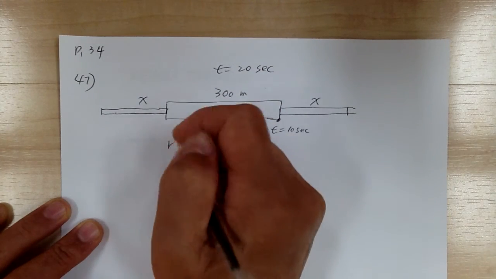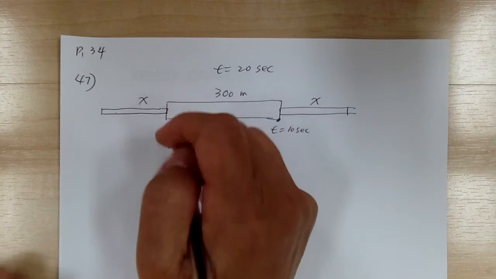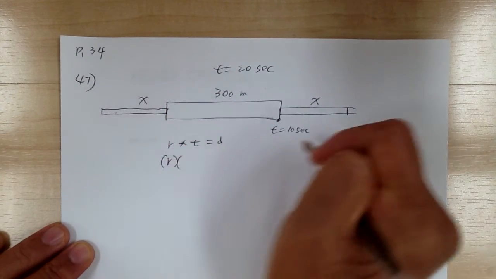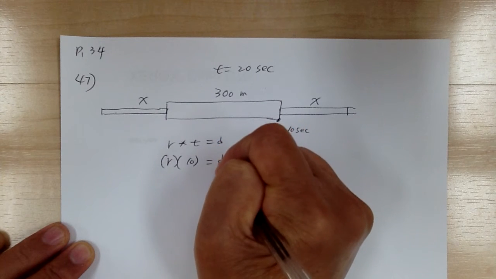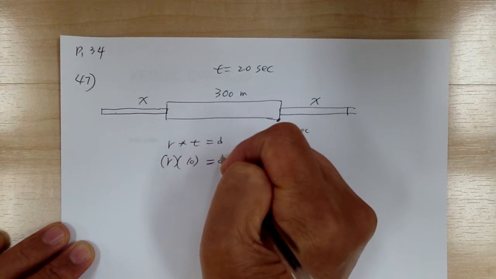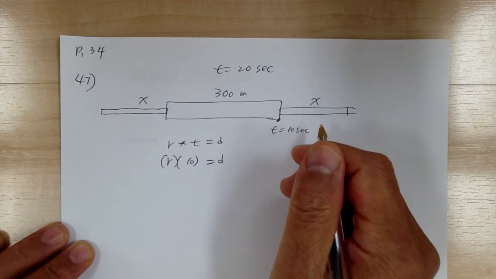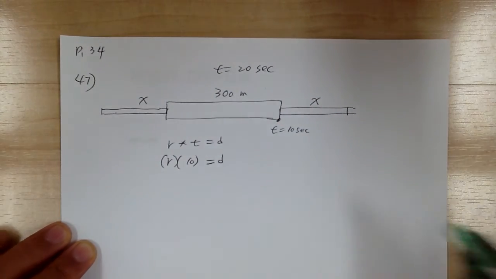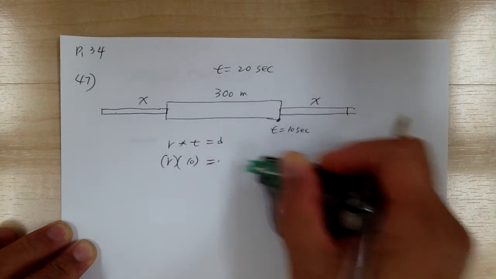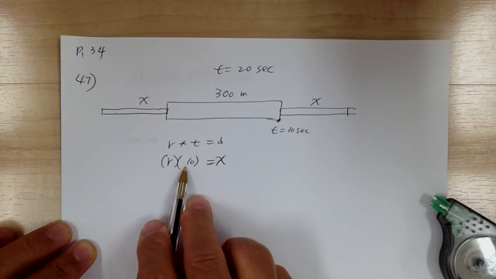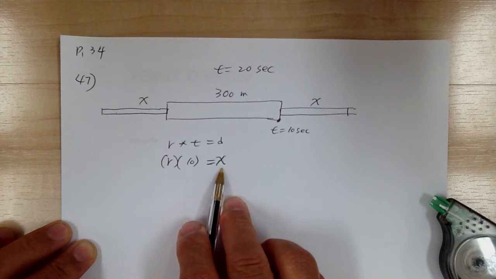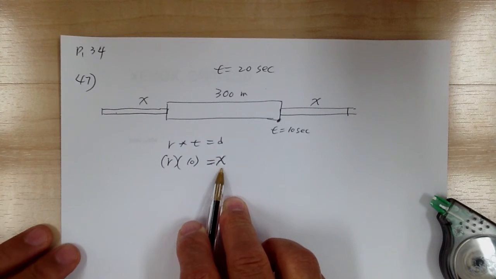So you're going to have rate times time, the 10 seconds, will equal the distance. In this case, it's the X, because the train at its speed takes 10 seconds for the entire length of the train to get across that light.